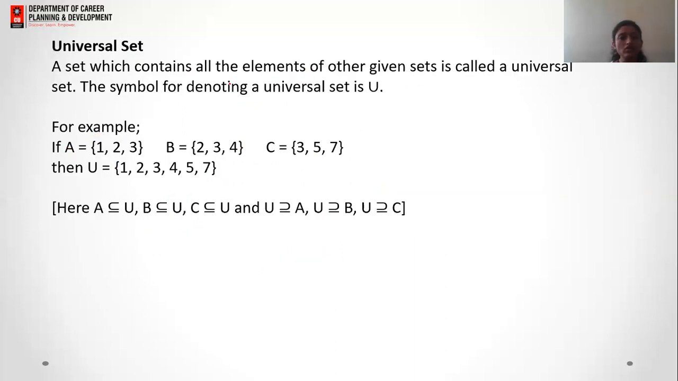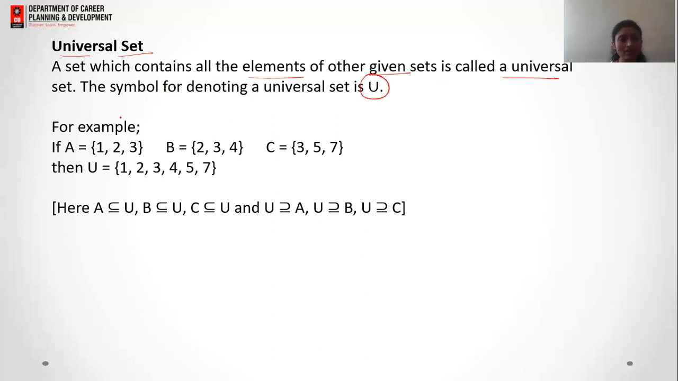Next one is the universal set. So what is a universal set? A set which contains all the elements of other given sets is called a universal set. All the elements of other given sets, that is called the universal set. And to denote the universal set, we will use this symbol.